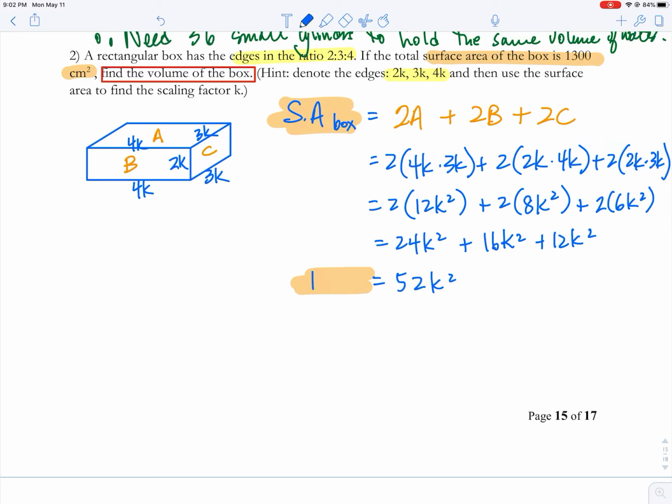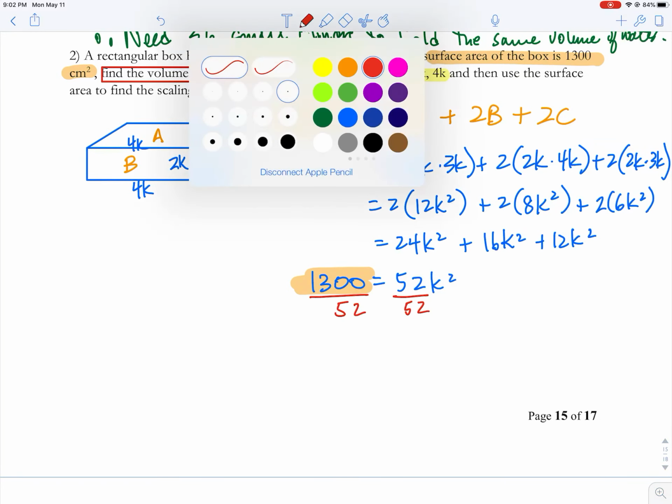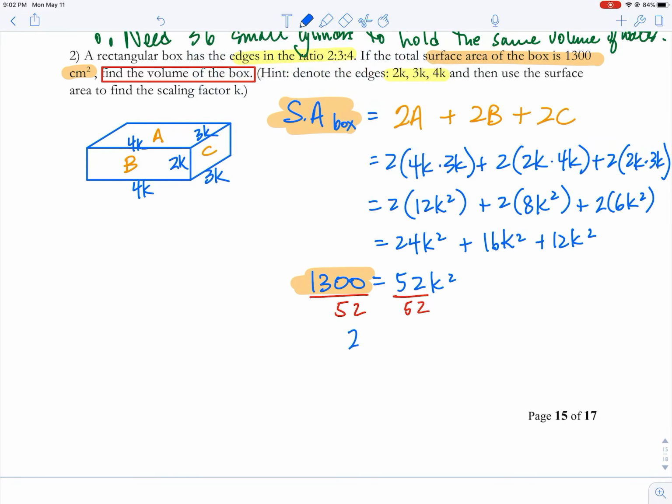That's what we just figured out, the whole thing. So 1,300 equals 52k squared. To get k by itself, I'm going to divide both sides by 52. So divide by 52, and then we get 25, which is convenient, because if 25 is k squared, square root both sides, I get that 5 equals k. So we've solved for the scaling factor.